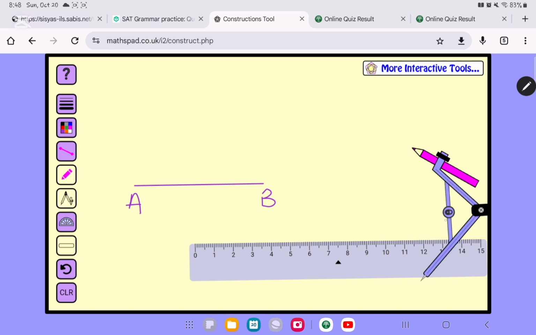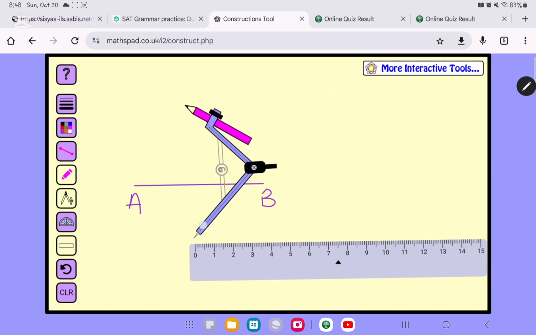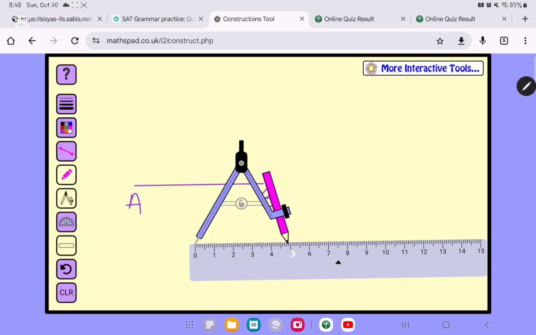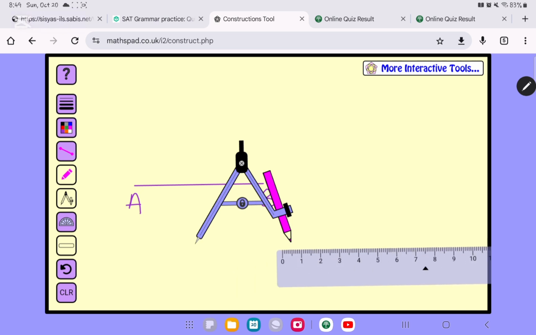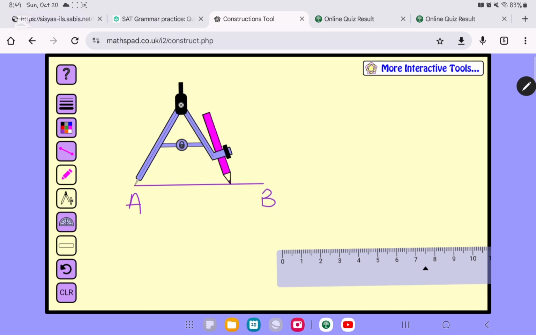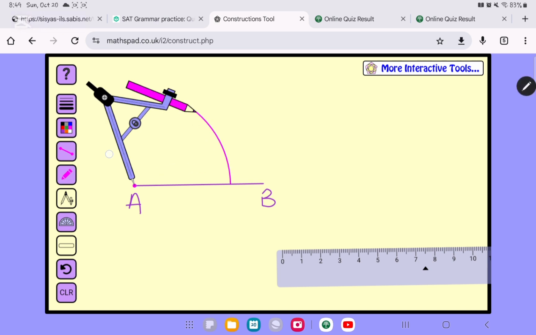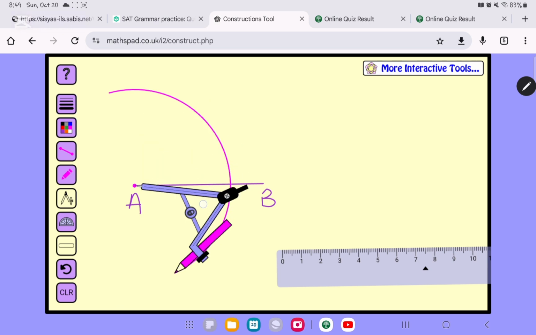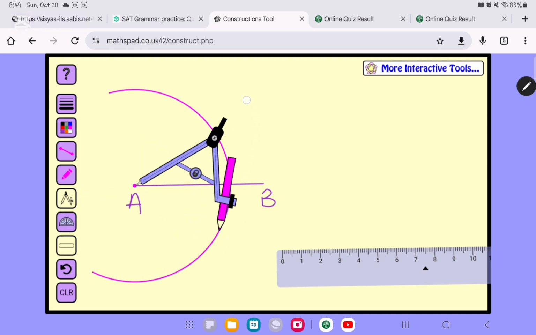Now we're going to use our compass and measure one of the other sides. We need a side of 5 centimeters, for example. So we measure using the compass a side of 5 centimeters, so now we have a radius of 5 centimeters. We go from center A and draw an arc with center A of radius 5 centimeters. So this is the first arc.